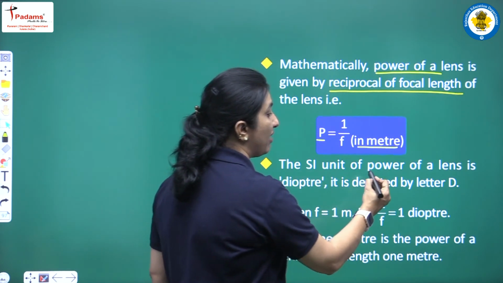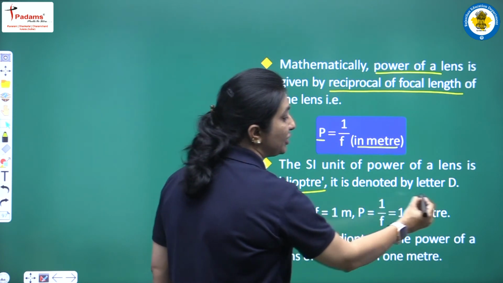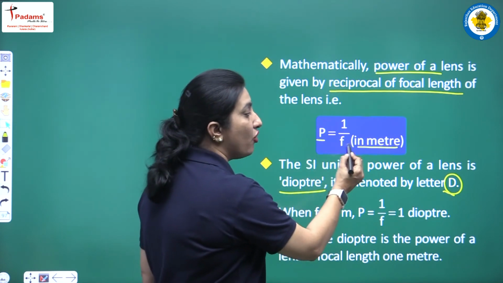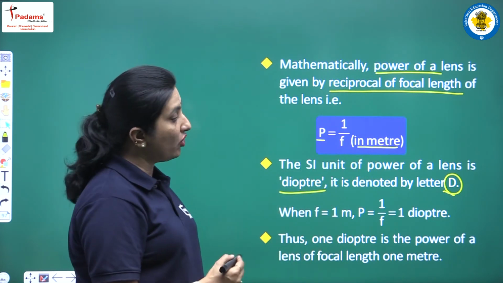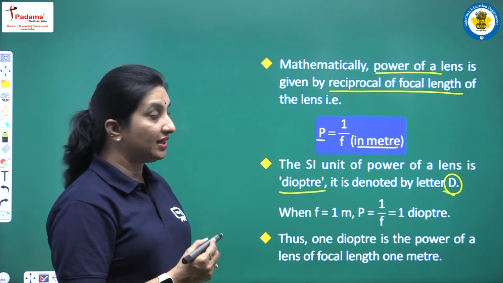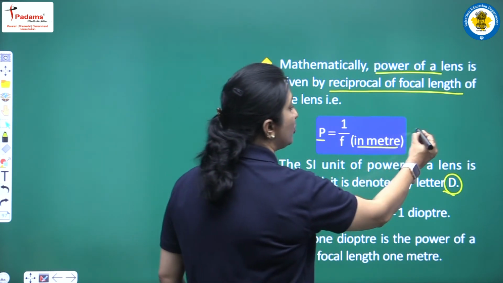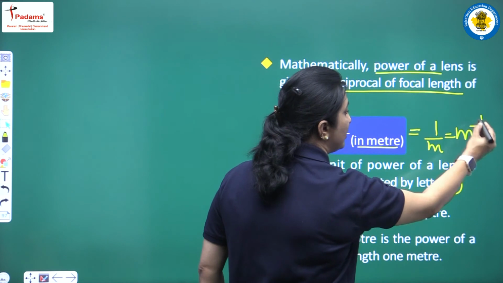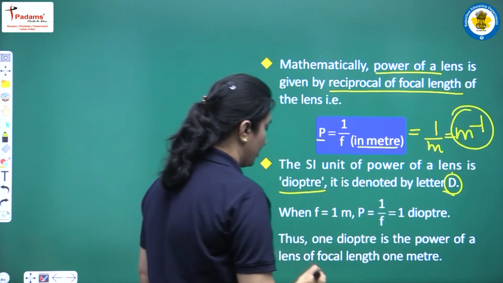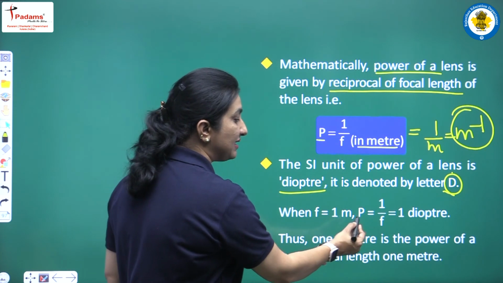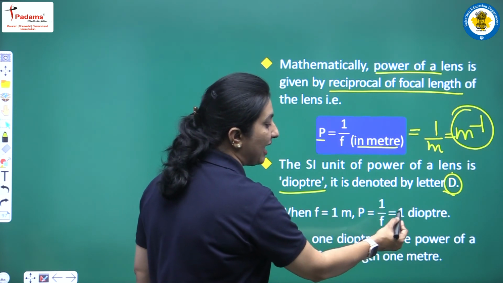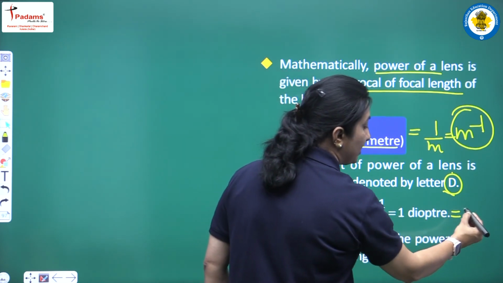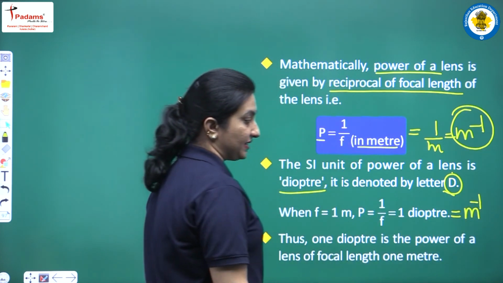Now the SI unit of power of lens is diopter, and it is denoted by letter capital D. Now here students, we have taken the focal length in meter. So if the focal length is taken in meter, then diopter is going to have the units of 1 upon meter, that is meter inverse, and this meter inverse is diopter. So when f is equal to 1 meter, the power is equal to 1 upon 1 meter, and that is equal to 1 diopter. So what we see is that basically diopter is meter inverse.